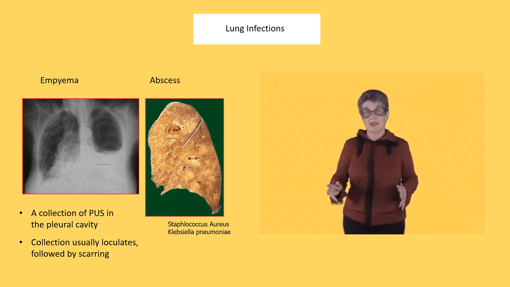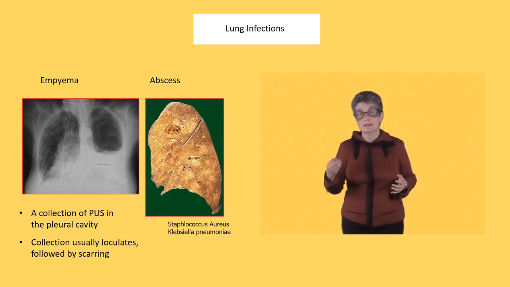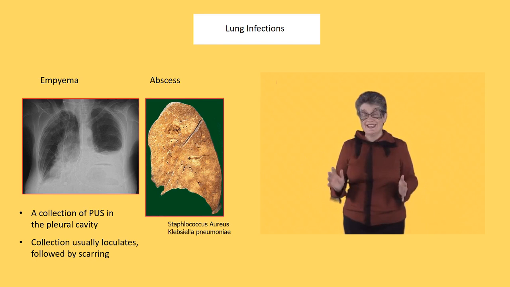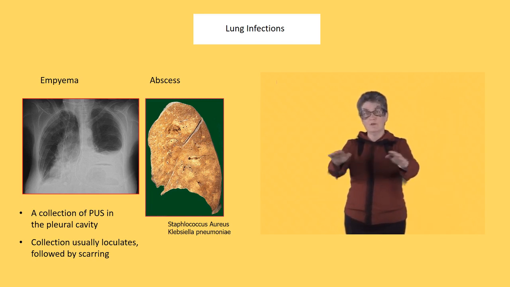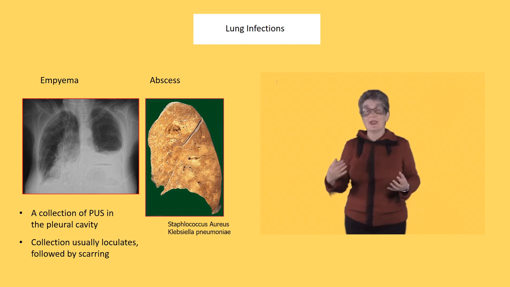Another thing that can occur is the formation of abscesses. So just like we learnt about in heart valves, there are organisms that are more aggressive than others. And if the lung is infected by a particularly aggressive organism like Staph aureus or Klebsiella pneumoniae, then it will cause destruction of the tissue and formation of an abscess, which we can recognise by a fluid level on X-ray.